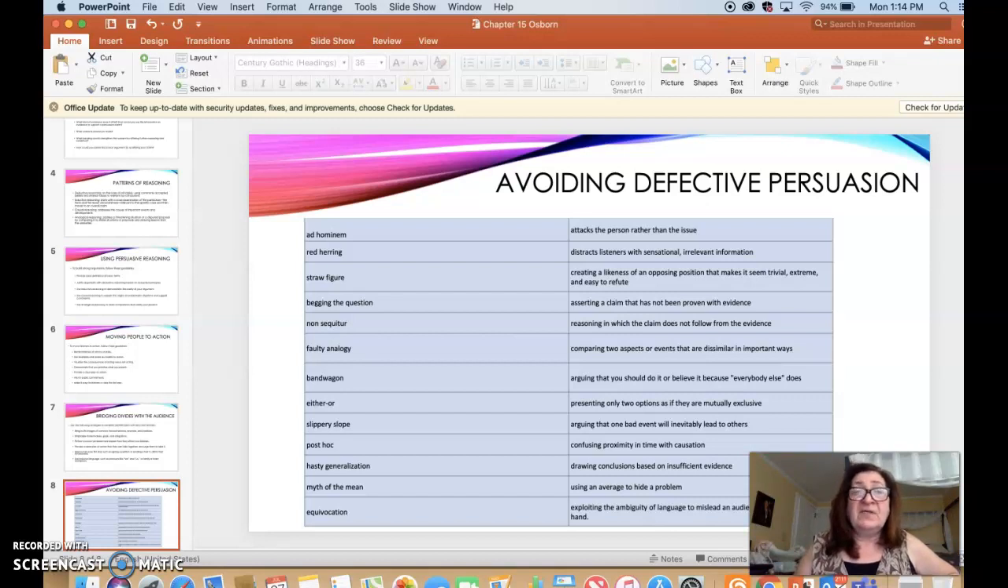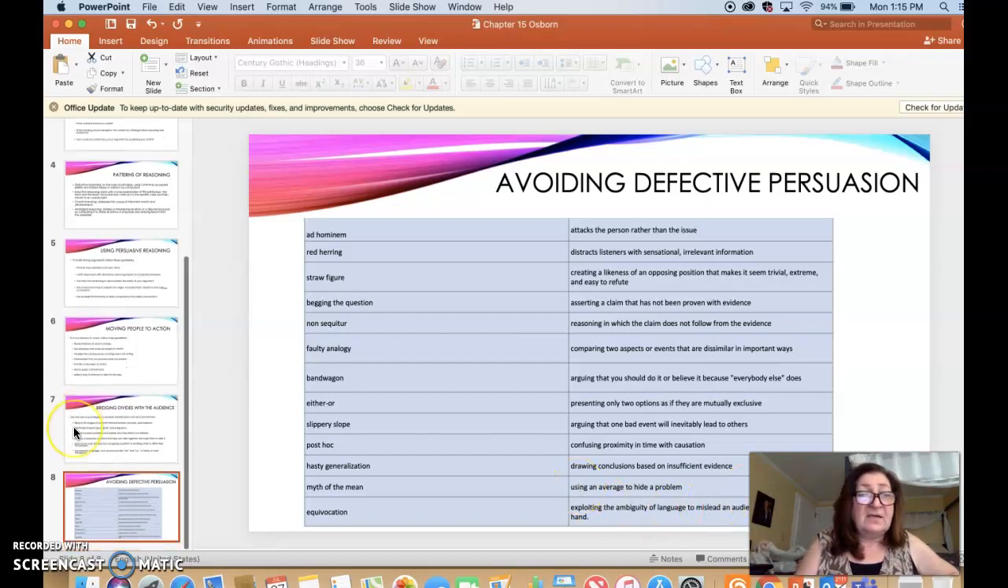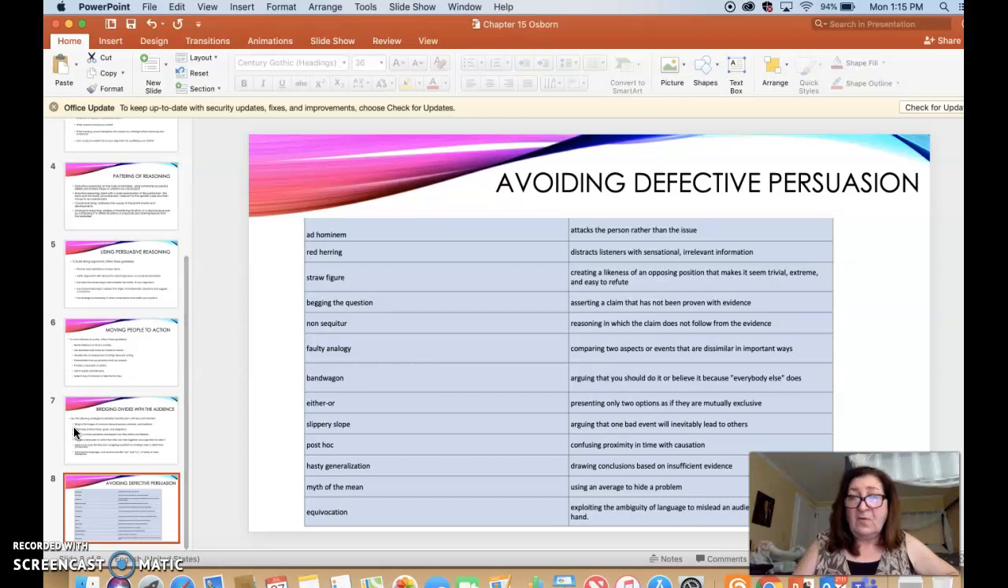Ad hominem fallacy is attacking the person rather than the issue. So seeing the person, humanizing the issue. Red herring, distracting listeners with sensations and irrelevant information. That's throwing a red herring. Straw figure, creating a likeness of an opposing position that makes it seem trivial, extreme, and easy to refute. So these are all fallacies that you can study and try to avoid when you're building your speeches.